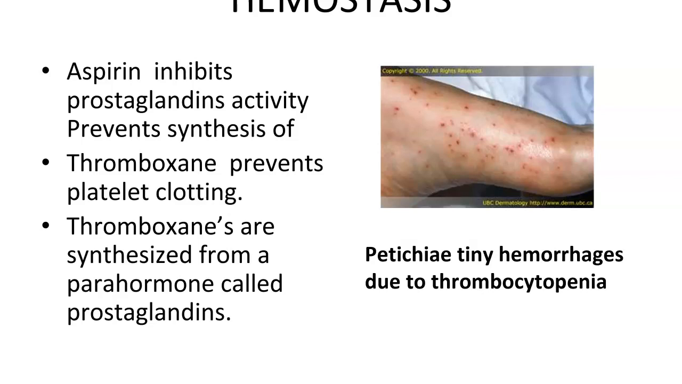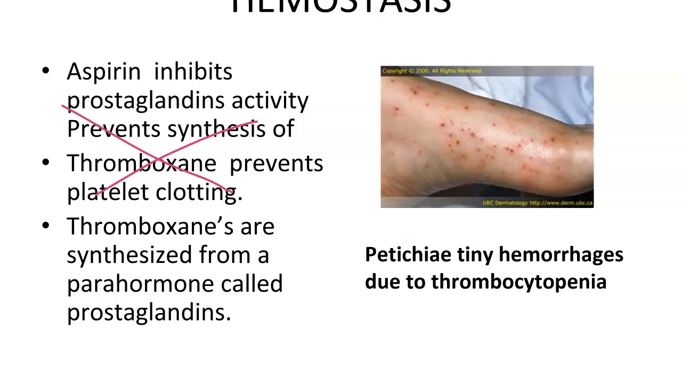Aspirin is going to inhibit the platelet plug formation, and that will cause a condition called petechia, or tiny hemorrhages, due to thrombocytopenia. In other words, to the low number of platelets. So that's how aspirin is involved in stopping the platelet plug step in the coagulation or hemostasis cascade.